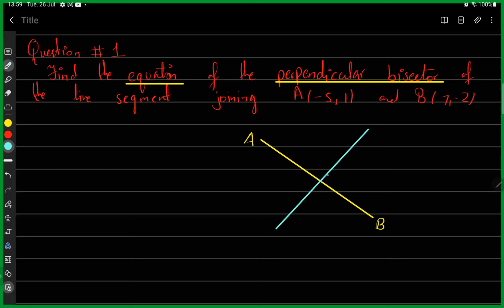I know it doesn't look like it, but the blue line has to be perpendicular to the yellow line, and the blue line has to cut the yellow line at exactly its midpoint. So this is basically the perpendicular bisector, and it has two properties. A perpendicular bisector is going to bisect the line segment perpendicularly. When I say perpendicularly, it means that the angle between the perpendicular bisector and the line segment is going to be 90 degrees.